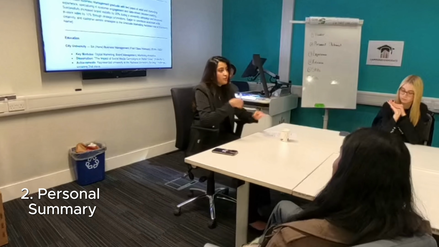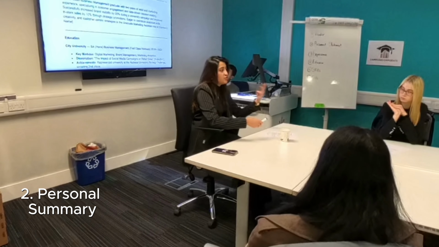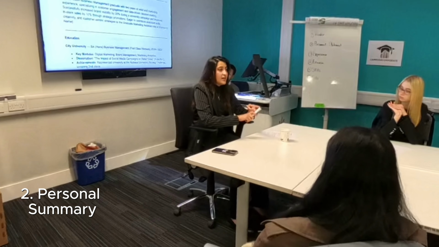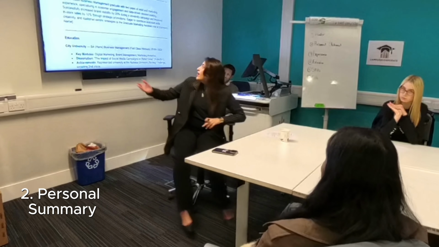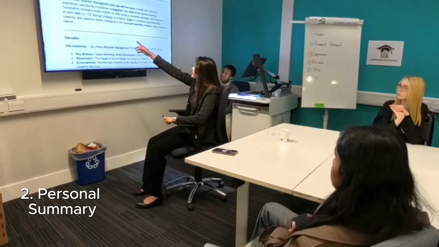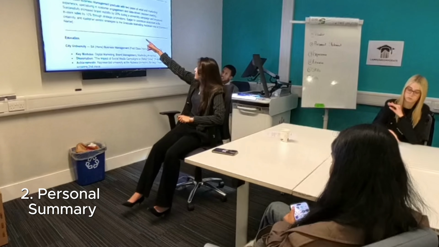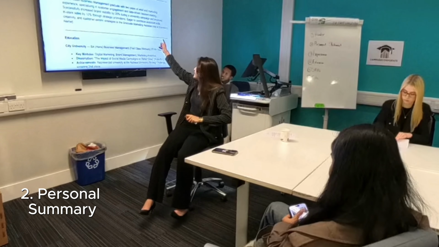So you want to clearly state out what you are, whether you're a graduate, you're an intern, you're a student, whatever you are, make sure you put that in. The second thing is you want to clearly describe what you offer or what you specialize in. So successfully increased brand visibility by 20% during the university campaign. So you want to make sure you're putting in some form of results or what you can offer them.